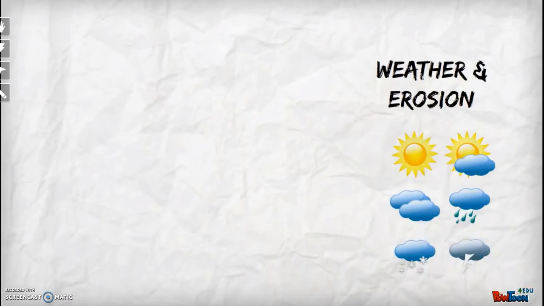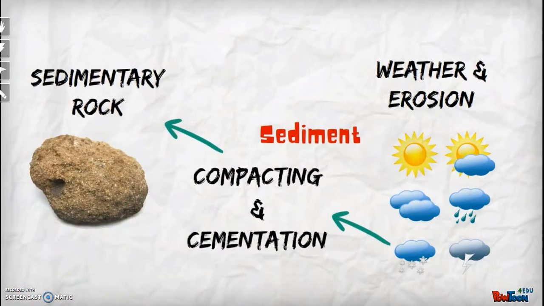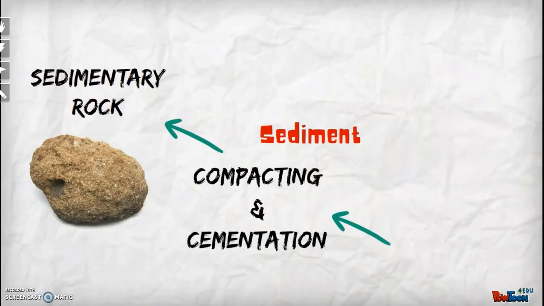Another process is weather and erosion. Weather and erosion breaks down rock into sand and gravel that we call sediment. It eventually hardens through a process called compacting and cementation, and it forms sedimentary rock, just like this sandstone.